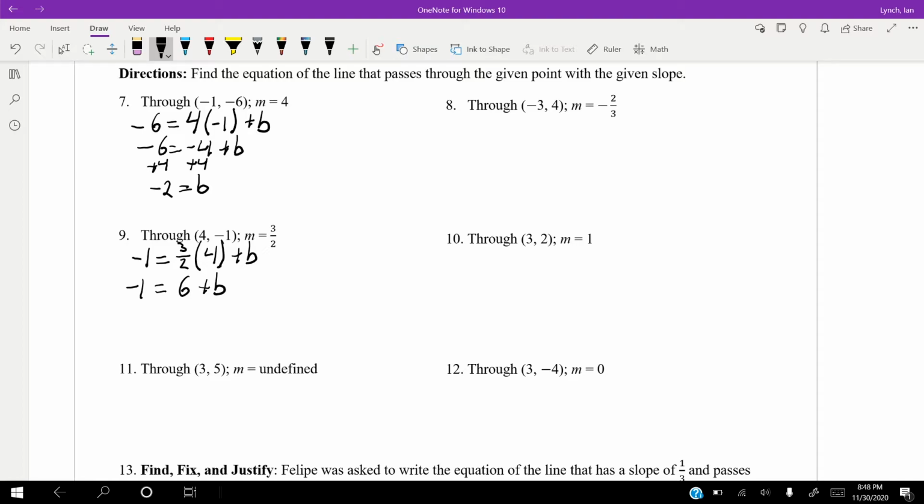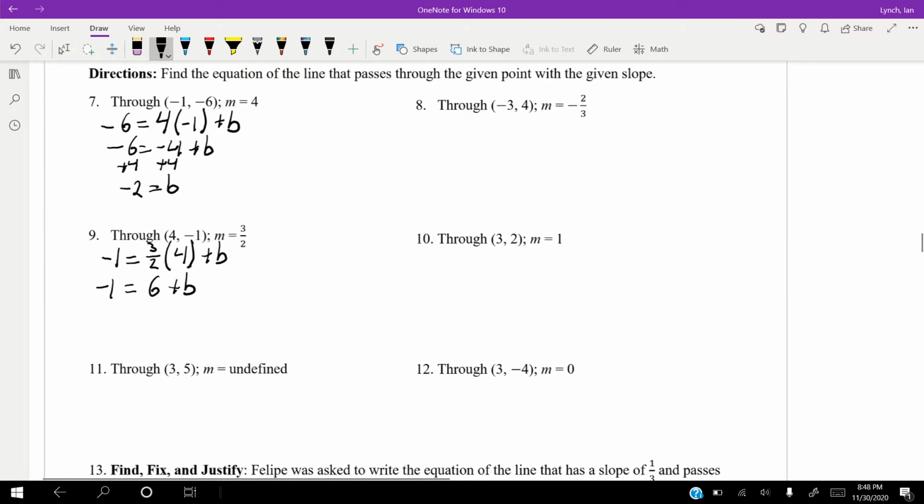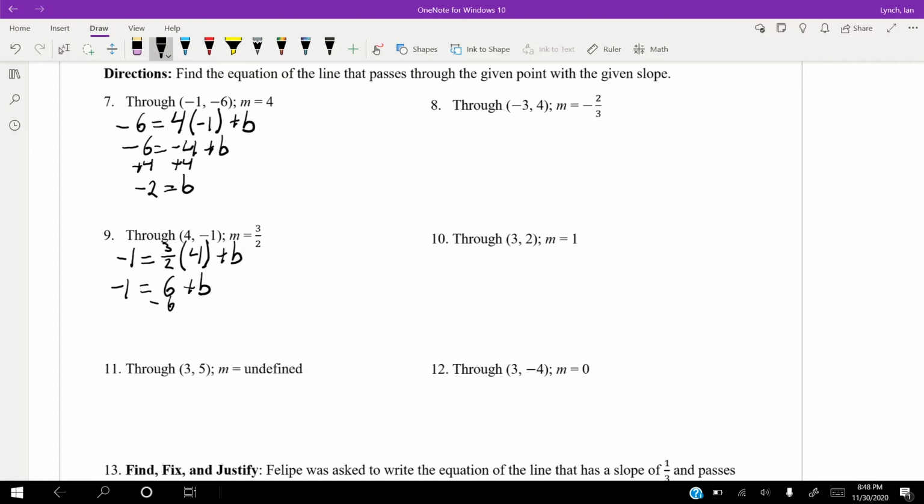Now, in order to get the b by itself, I need to subtract the +6 from both sides. So we get -7 is equal to b, and our equation is y equals 3/2 x, sorry, not plus, minus 7. Up here, our equation was y equals 4x minus 2.